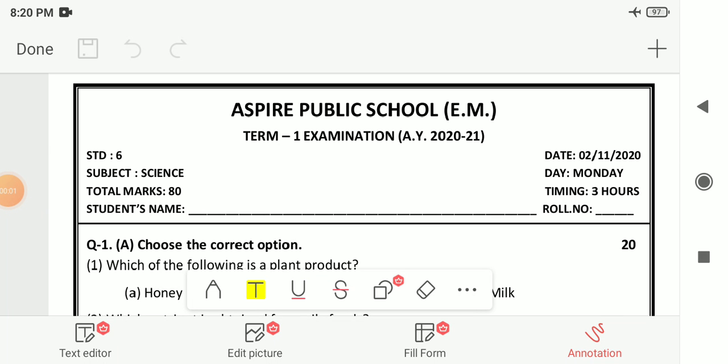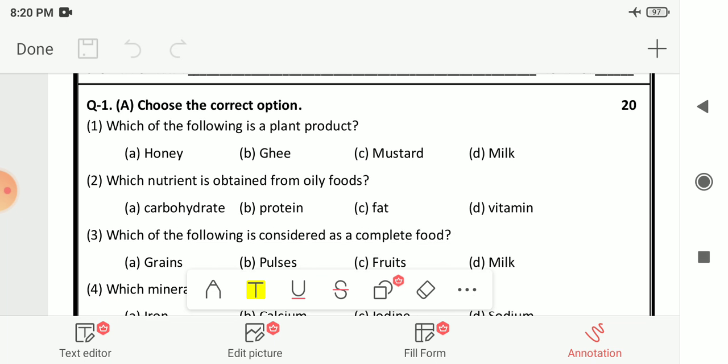Hello students, in this video we are going to solve semester 1 paper of subject science class 6 NCERT. So here let me start the solution for this paper. The total marks of this paper was 80 marks. So here let me start with the question number 1. So question number 1A was choose the correct option.